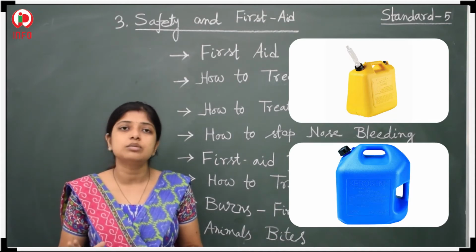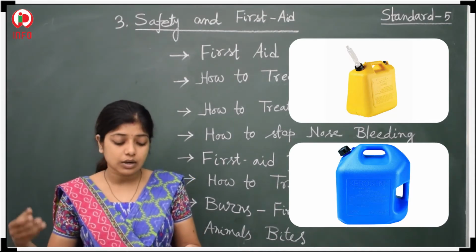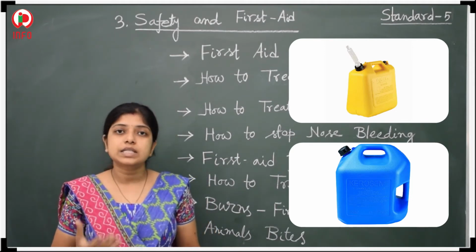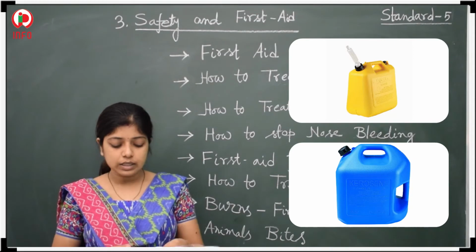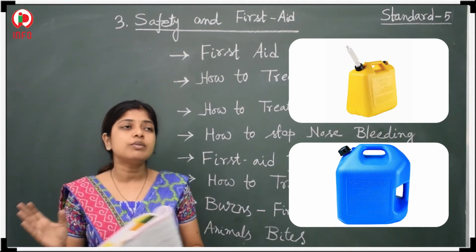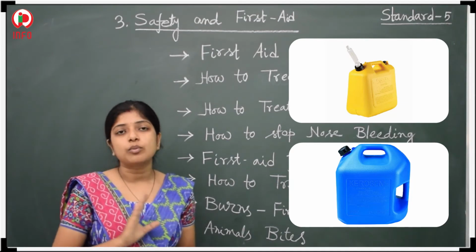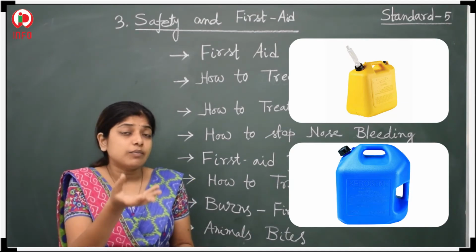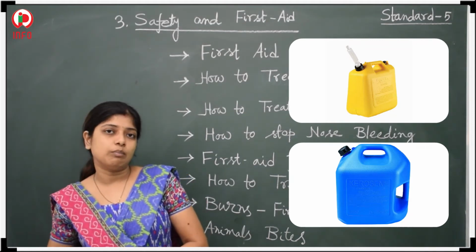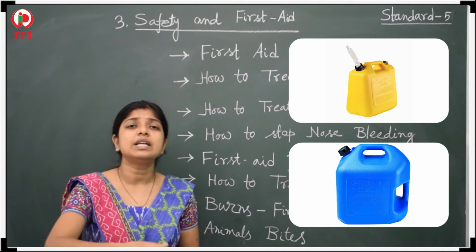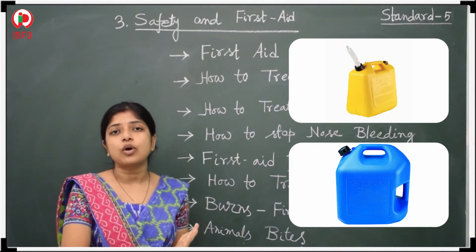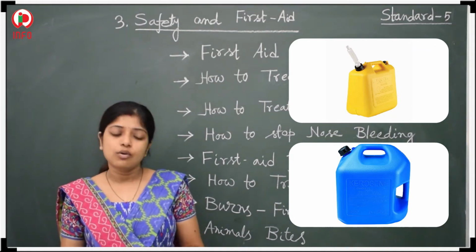I am talking about materials like petrol and kerosene oil. They should be kept in airtight vessels or cans, otherwise they may easily catch fire, and you should always keep them away from fire. Otherwise, if any petroleum is there and a fire is there, it can easily catch fire also. So it should be kept away from any kind of fire.